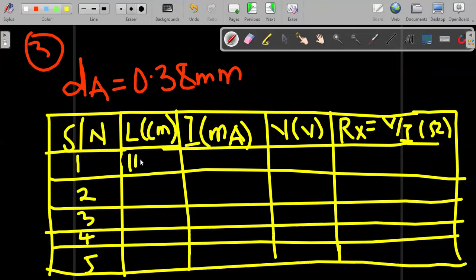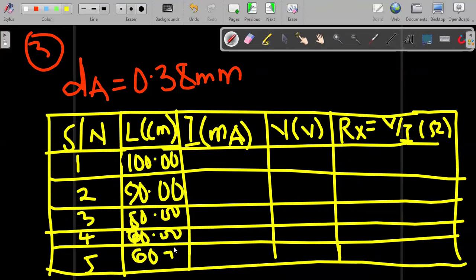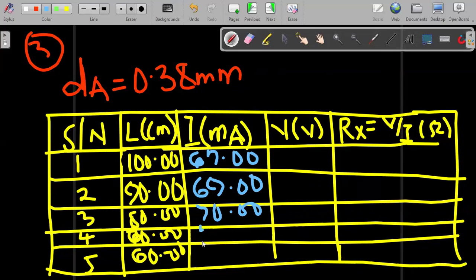The length of the constantan wire A now is 100. We are assuming that we are starting with 100, followed by 90, followed by 80, 70 and 60. So when you do that and you carry out the experiment, the ammeter will read 67.00 at 100. It will read 69 at the second value. It will read 70 at the third value, just like that. Then here will be 72 and 74.